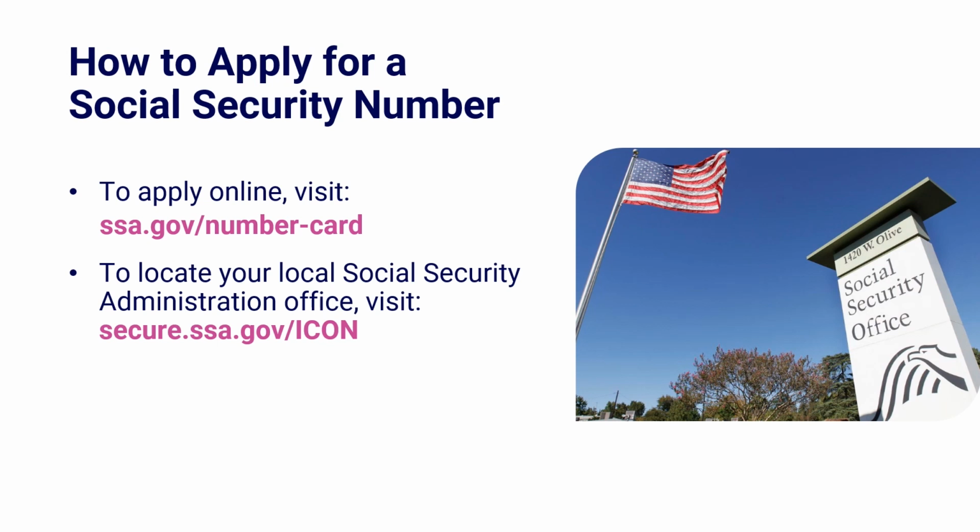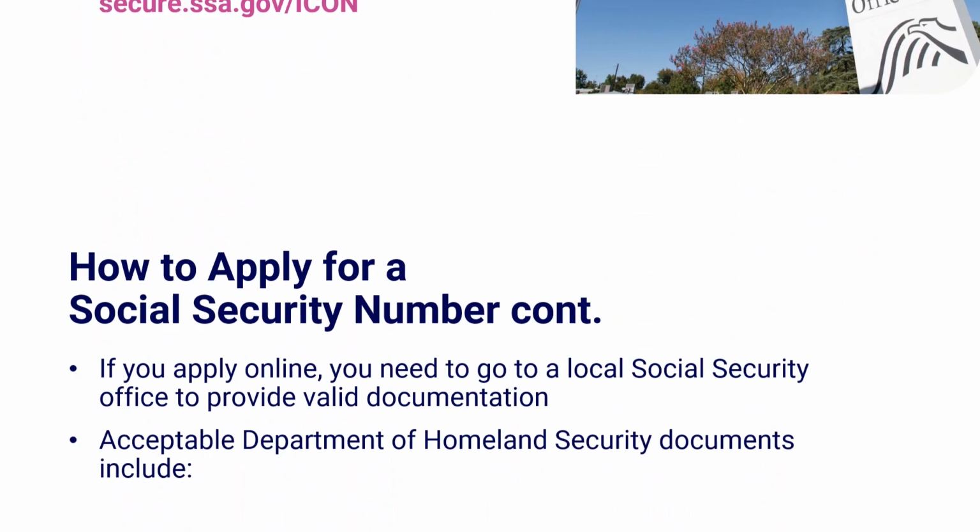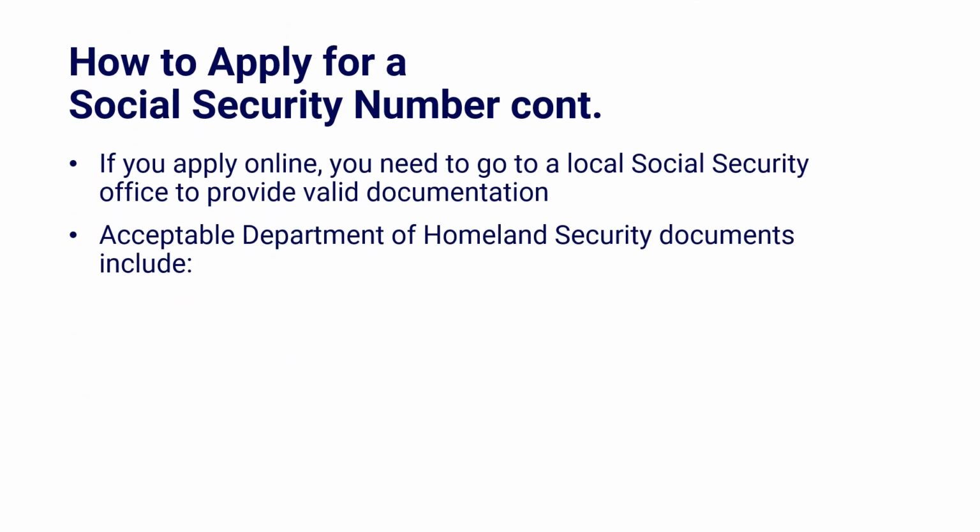To learn about who can request a Social Security number and how to apply online, visit ssa.gov/number-card. You can also apply for a Social Security number at your local Social Security Administration office. You can locate a local office by visiting secure.ssa.gov/icon. Please note that if you apply online, you will need to go in person to a local Social Security office to provide valid documentation within 45 days of applying.